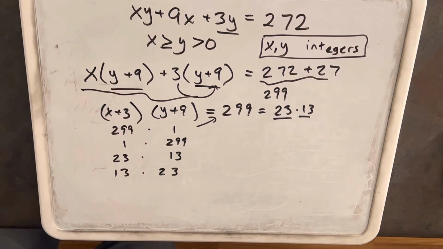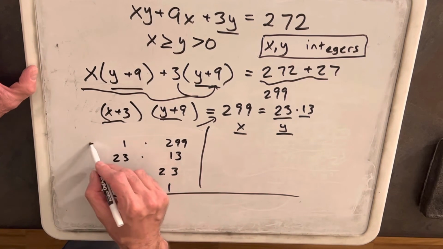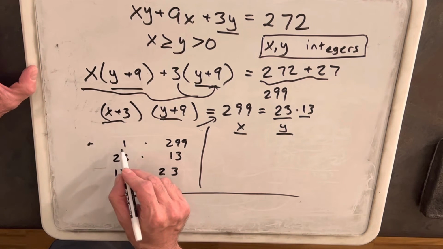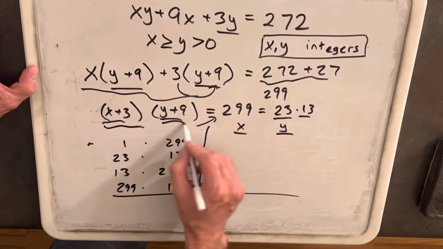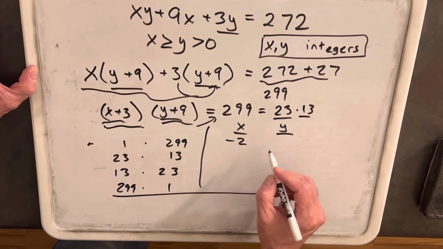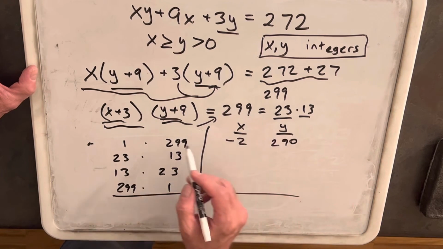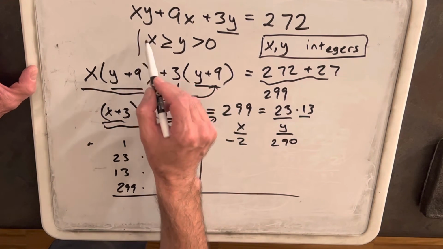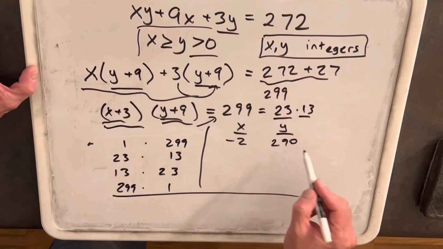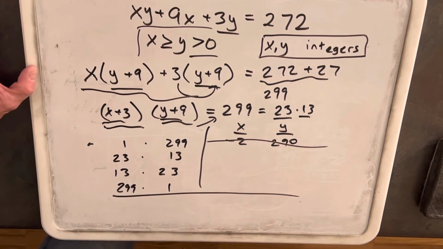Now we'll see pretty quickly that most of these aren't going to work though. So what we'll do is we'll go case by case. We'll start with this one instead. If this term is 1 and this term is 299, then x is going to be -2 and y is going to be 290. But that's not going to work because we said that x has to be greater than y, and also that it has to be greater than 0. So that is clearly not a solution.